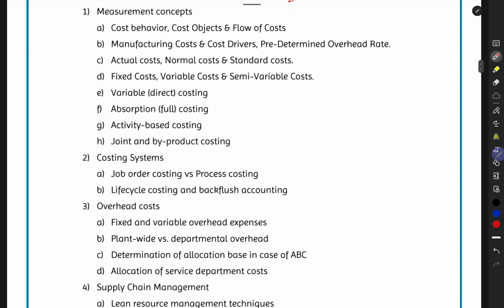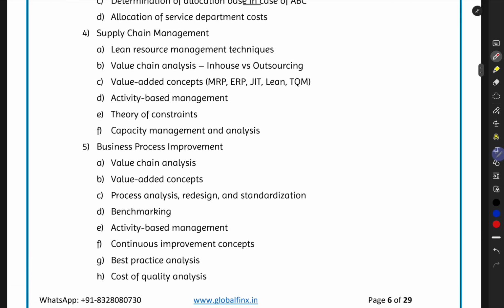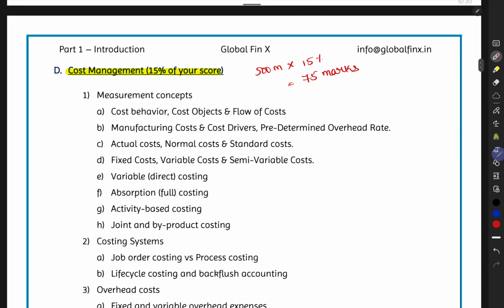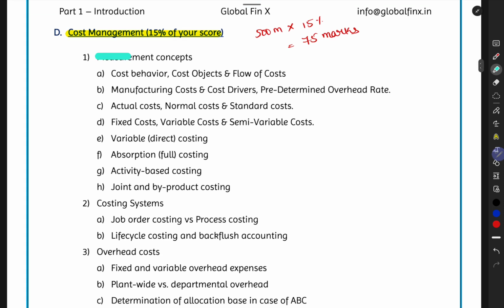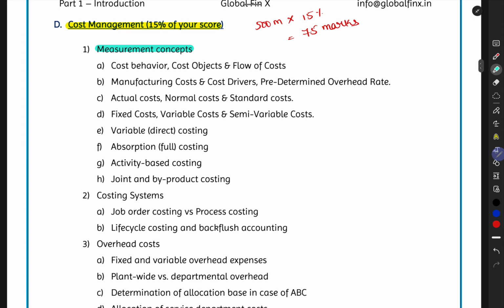There are a total of 5 topics in this Section D. What are the 5 elements or 5 topics? The first one is measurement concepts. Measurement concepts is basically where we will talk about how to calculate cost. First, let's understand what this topic is all about.